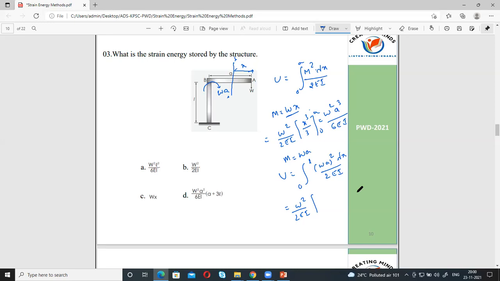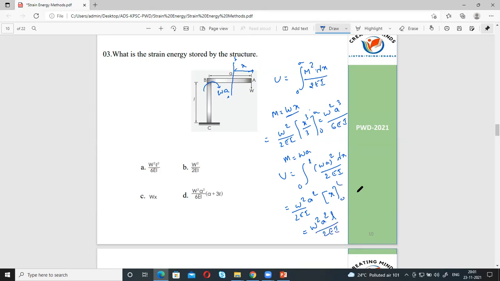A square is also constant. A is also constant, it's not x. Therefore W square, A square you take outside. Here you are getting integral of 1 dx, which is x. If you substitute L, how much are we getting? W square, A square, L by 2EI, from 0 to L.